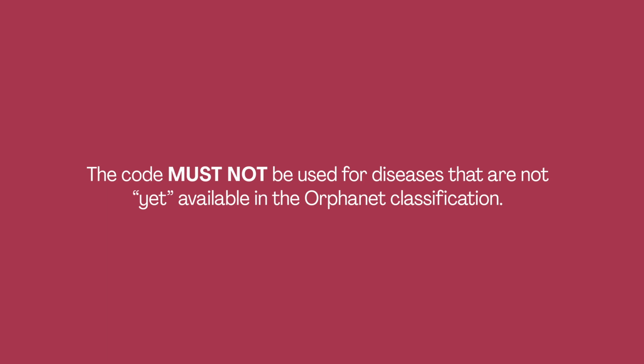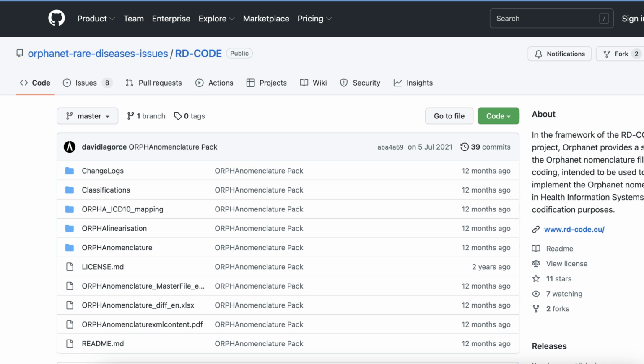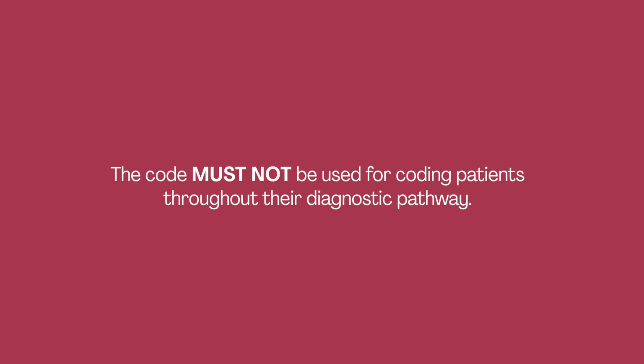The code must not be used for diseases that are not yet available in the Orphanet classification. For a missing code, please use the online ticketing system available on the RDCode website. You can find the link in the video description. This GitHub allows requests to be sent to the Orphanet team and to keep track of the status of the issue. The code must not be used for coding patients throughout their diagnostic pathway.